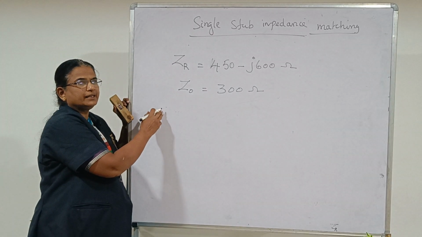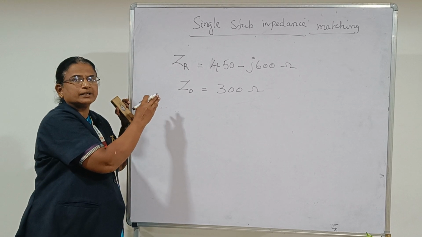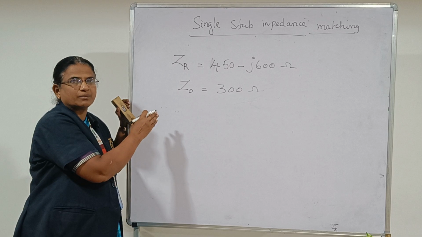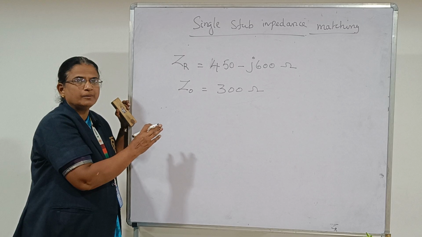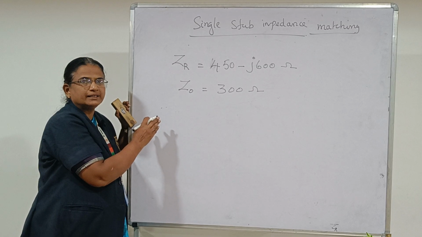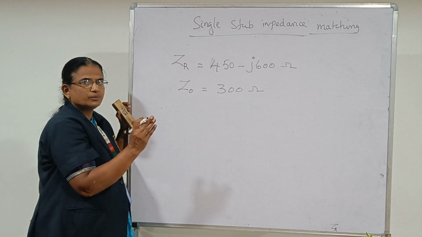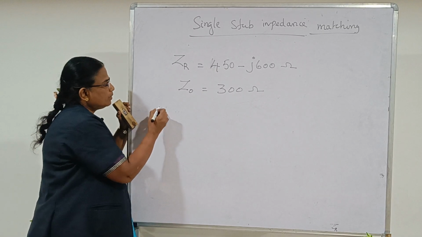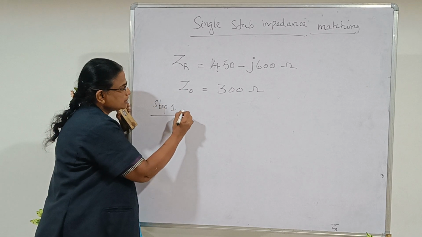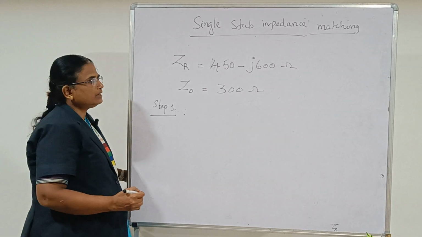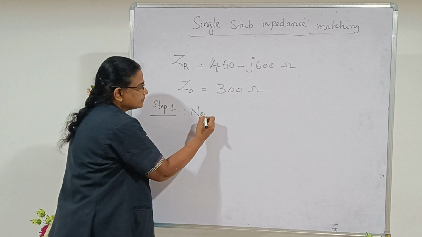So we need to design a short circuited stub. Designing a short circuited stub means we need to find out two parameters, namely the location of the stub and the length of the stub. These are the two parameters to be calculated. Now the first step to solve this problem is to normalize the given load impedance.